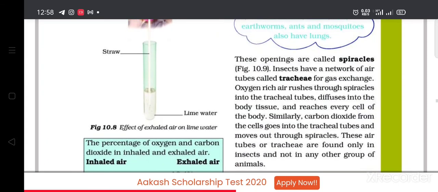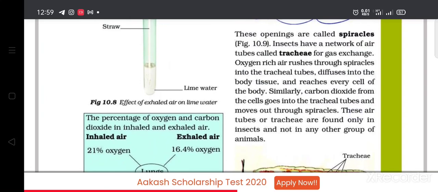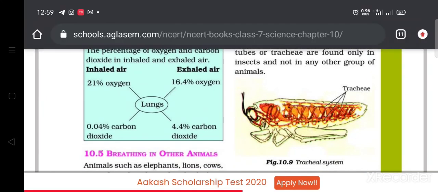Children, we have just now seen in the last video about this test of straw and lime water, which proves that the gas we breathe out is nothing but carbon dioxide. So here we have completed the important part of the chapter.